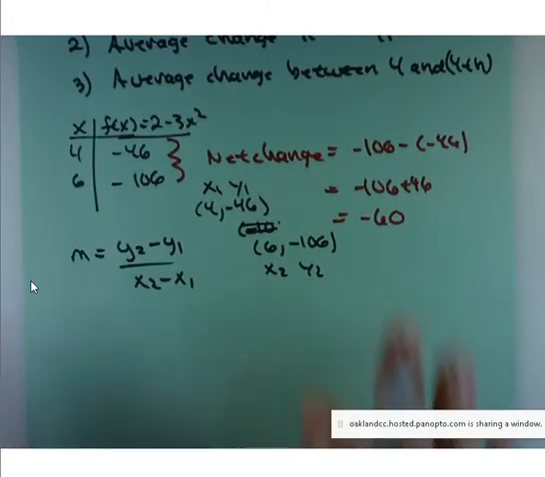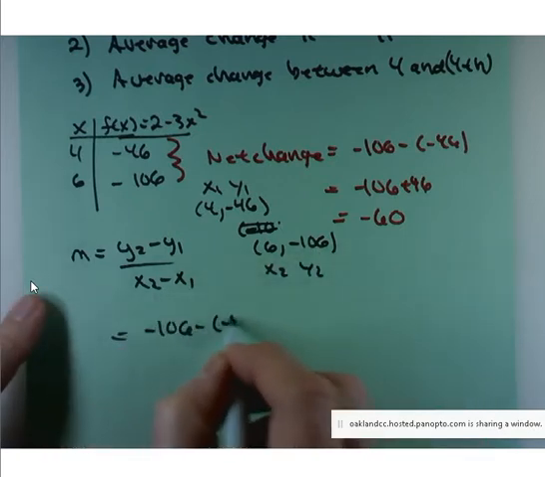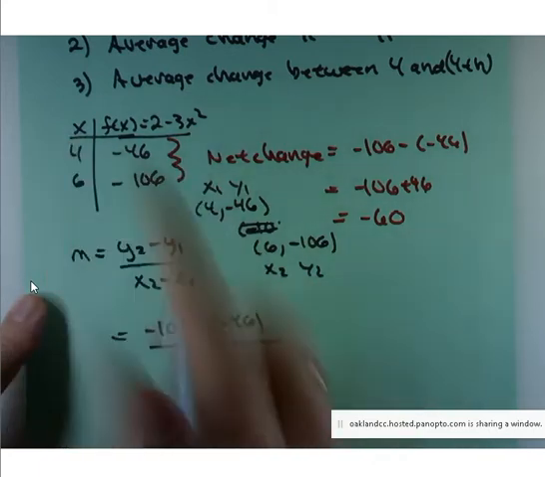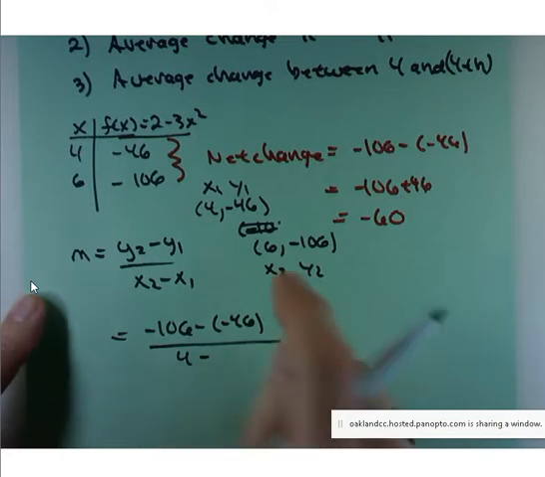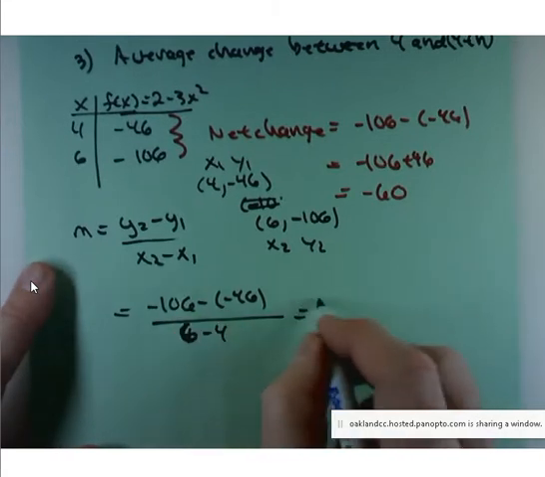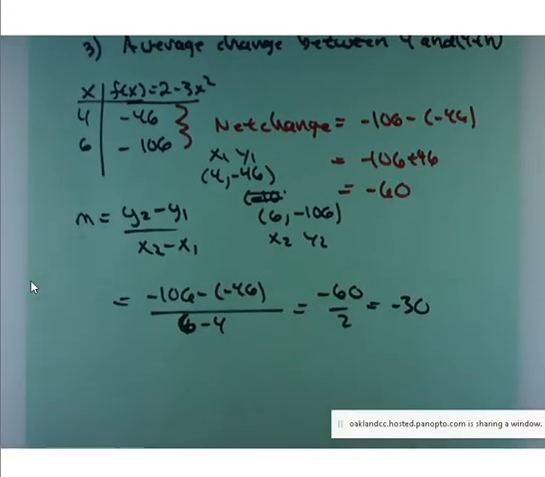The average rate of change on this one is just going to be the difference here, negative 106 minus negative 46 over the difference in the x's. So it's going to be 6 minus 4. Make sure you subtract them in the proper order. Now I already know the numerator is negative 60, the denominator is 2. So I get negative 30 for the average rate of change. Okay, great. Let's keep going.